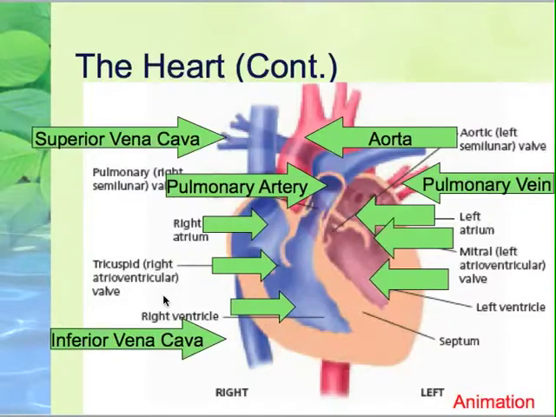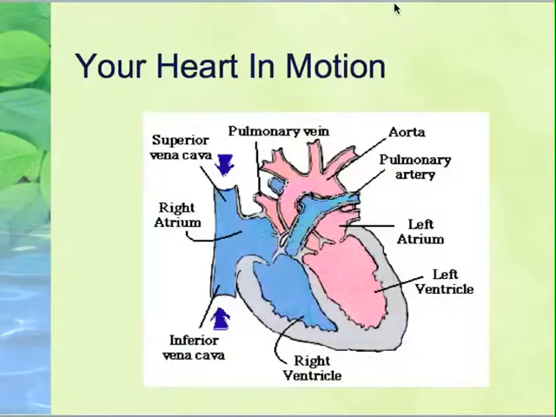Now, if we take a look at another diagram here, this might be a little easier to see. I'm going to go through and draw with my little pen again. All right, here we go. Blood coming in through the superior vena cava into the right atrium, past the right atrioventricular valve, into the right ventricle, out through the pulmonary artery to the lungs. And remember, the lungs are on both sides.